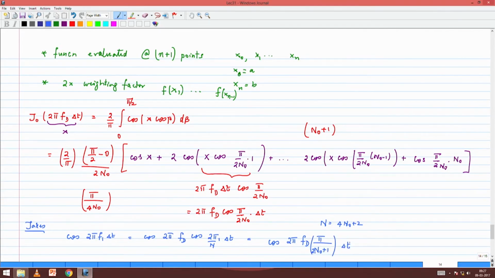Basically the oscillator frequency is slightly different. You will have to compare this term and this term, and of course cosine of that, and you find that the terms are matching. The term cos x matches precisely because that corresponds to cosine of 2 pi f d times delta t. So this matches perfectly.